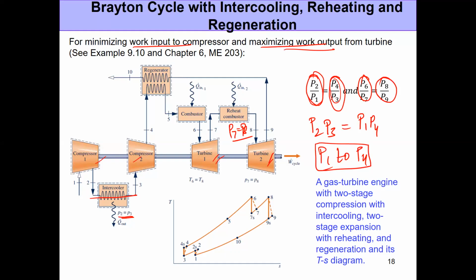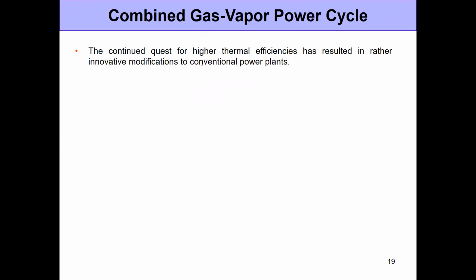So why do we get these specific values? Well, you can refer to example 9.1 where the derivation is given. You can also look at chapter 6, which we covered in ME 203, where they derive and show why this particular ratio makes sense.